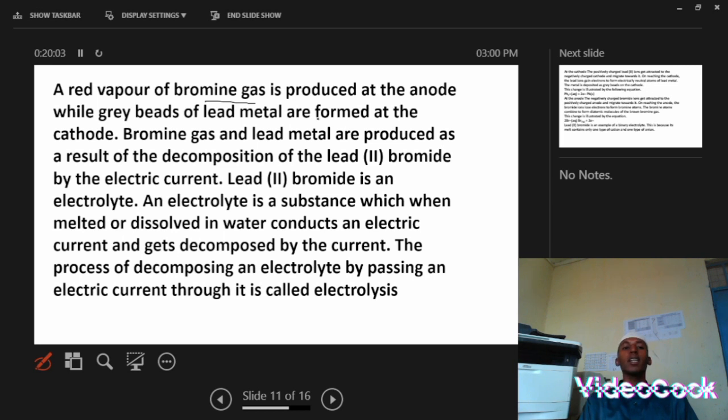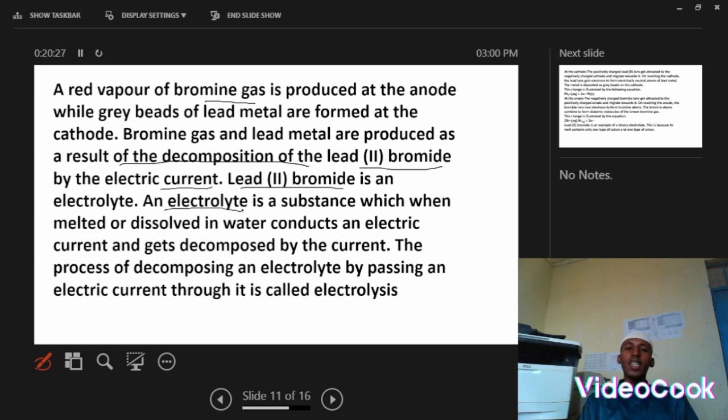Let me repeat again. A red vapor of bromine is produced at the anode, while gray beads of lead metal are formed at the cathode. Bromine gas and lead metal are produced as a result of decomposing lead-2 bromide by electric current. Lead-2 bromide is an electrolyte.